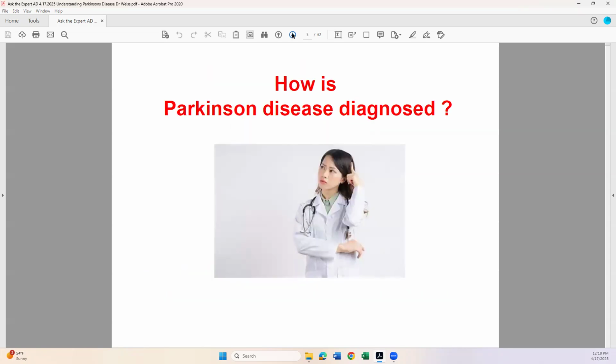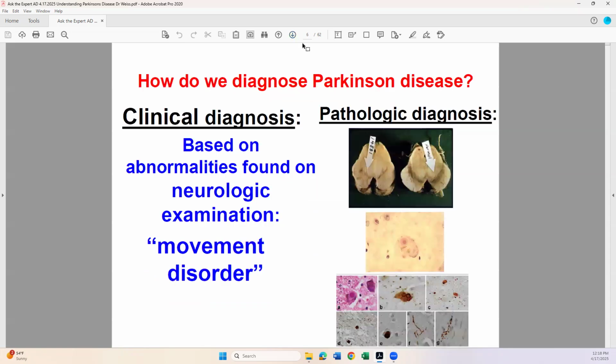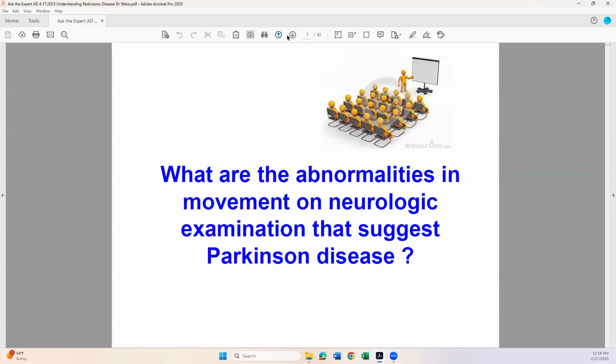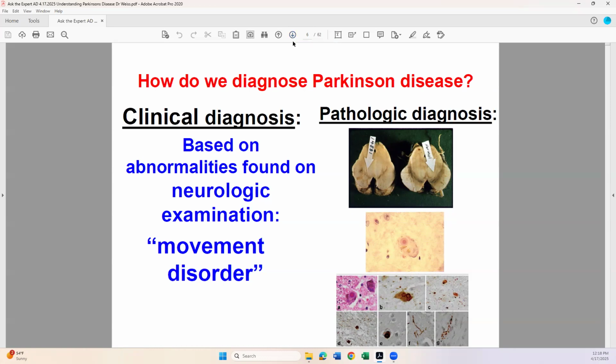So how do we diagnose Parkinson's disease? Next slide, please. Interestingly, you can't see Parkinson's disease on a CAT scan or an MRI scan or a blood test. It's a clinical diagnosis. It's based on the examination that the physician does on the patient, finding abnormalities in movement. And that's why it's often called a movement disorder. That's the clinical diagnosis. We can go back to that prior slide.